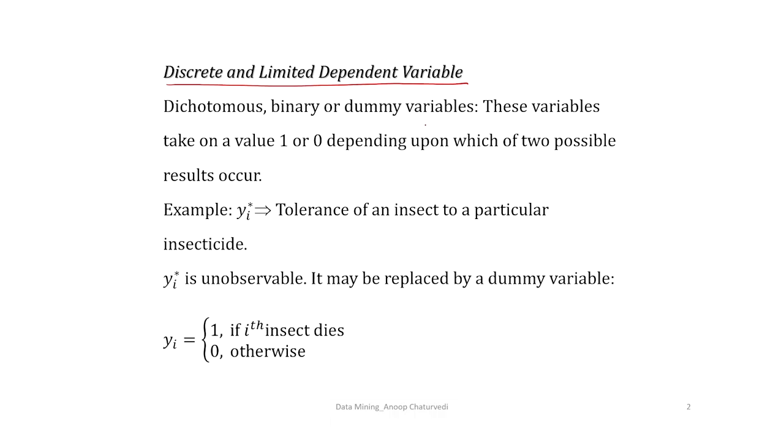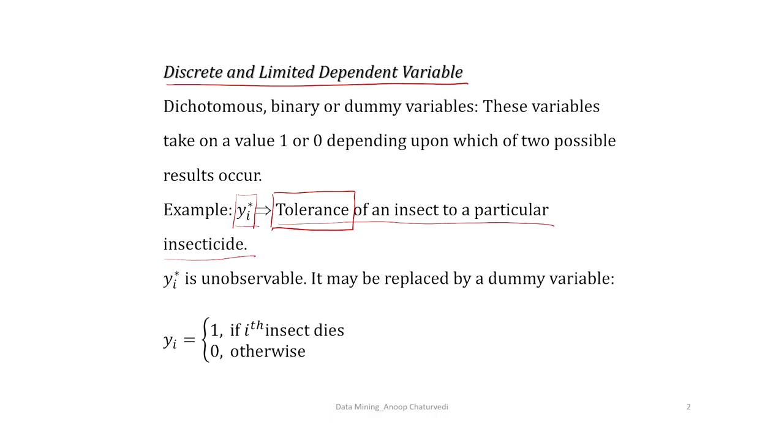Now, first we define discrete and limited dependent variable. Dichotomous, binary or dummy variables, which can take say value 1 or 0, depending upon which of two possible results occur, are called dichotomous, binary or dummy variables. For example, suppose yi star denotes the tolerance of an insect to a particular insecticide. Obviously, you cannot measure the tolerance of the insect. It is unobservable. So, yi star is unobservable.